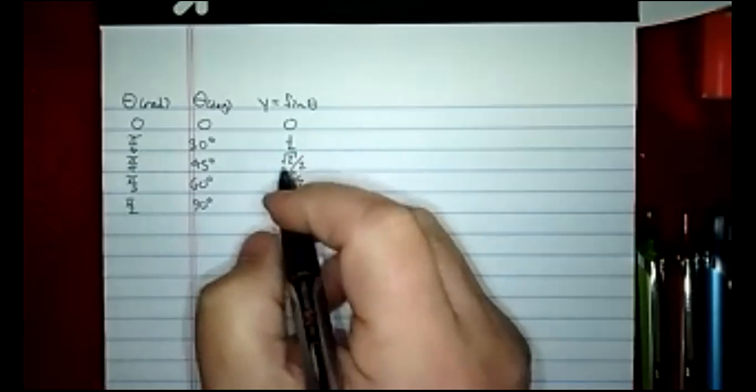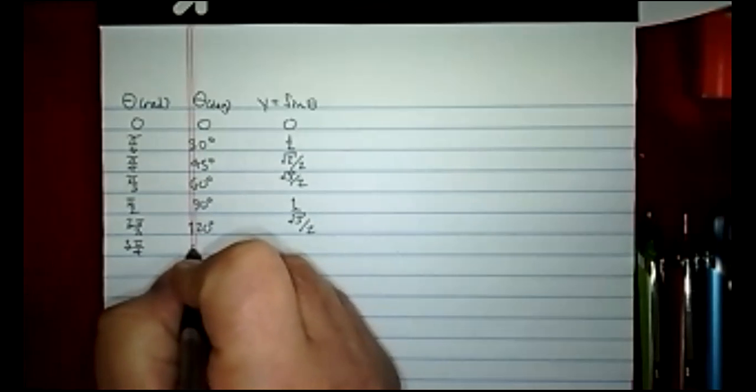The next value is pi over 3, which is twice pi over 6, and therefore is 60 degrees. Again, the y value is the sine, so I'm going to say root 3 over 2. Now I'm going to go to pi over 2, which is 90 degrees. And of course, at 90 degrees, the point is 0, 1. So we know that the sine of theta is 1, because again, sine theta is the y value.